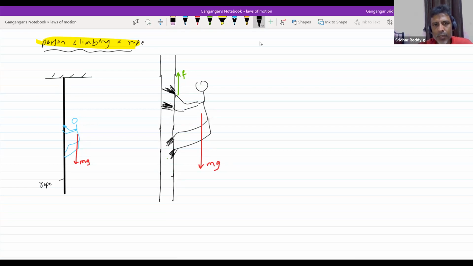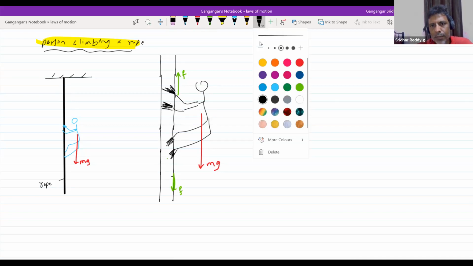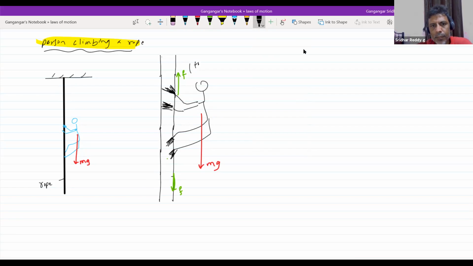This diagram is very important. Once you get this, the rest you can manage. Just have a small idea based on this. Now, what is this F you have to interpret? Friction on man by the rope. What about this? Friction on rope by man. Sir, we don't know the friction chapter. So just have an idea. Friction means some resistive force it is.